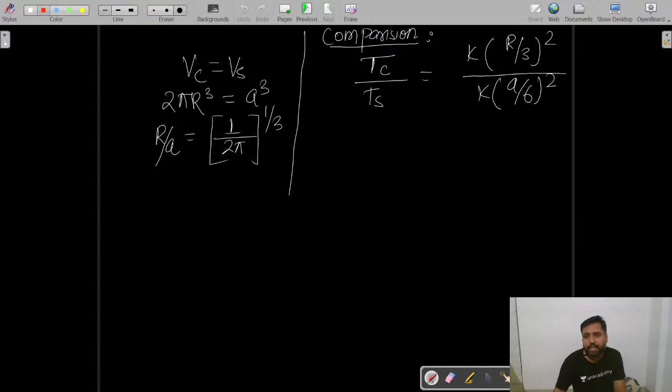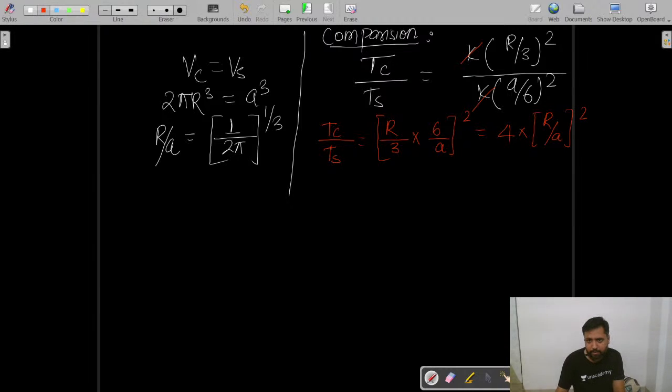Undoubtedly, you can cancel K by K, and then you can simplify and write Tc upon Ts is equal to R upon 3 into 6 upon A whole square, and that will become nothing but 4 multiplied by R upon A whole square. Yes, very simple. 3 twos are 6 and 2 square is 4. We brought 4 out, 4 into R by A whole square, and here you found R by A is equal to 1 by 2 pi whole to the power 1 by 3.